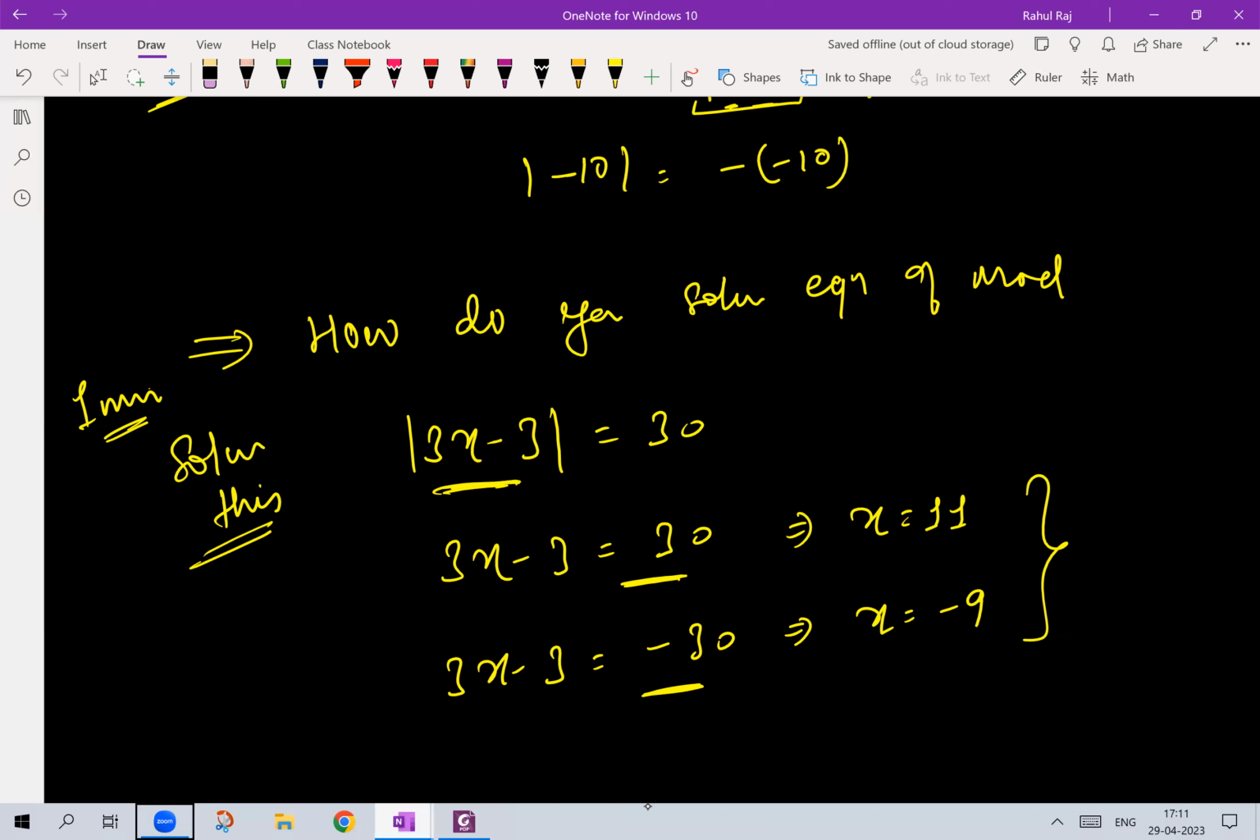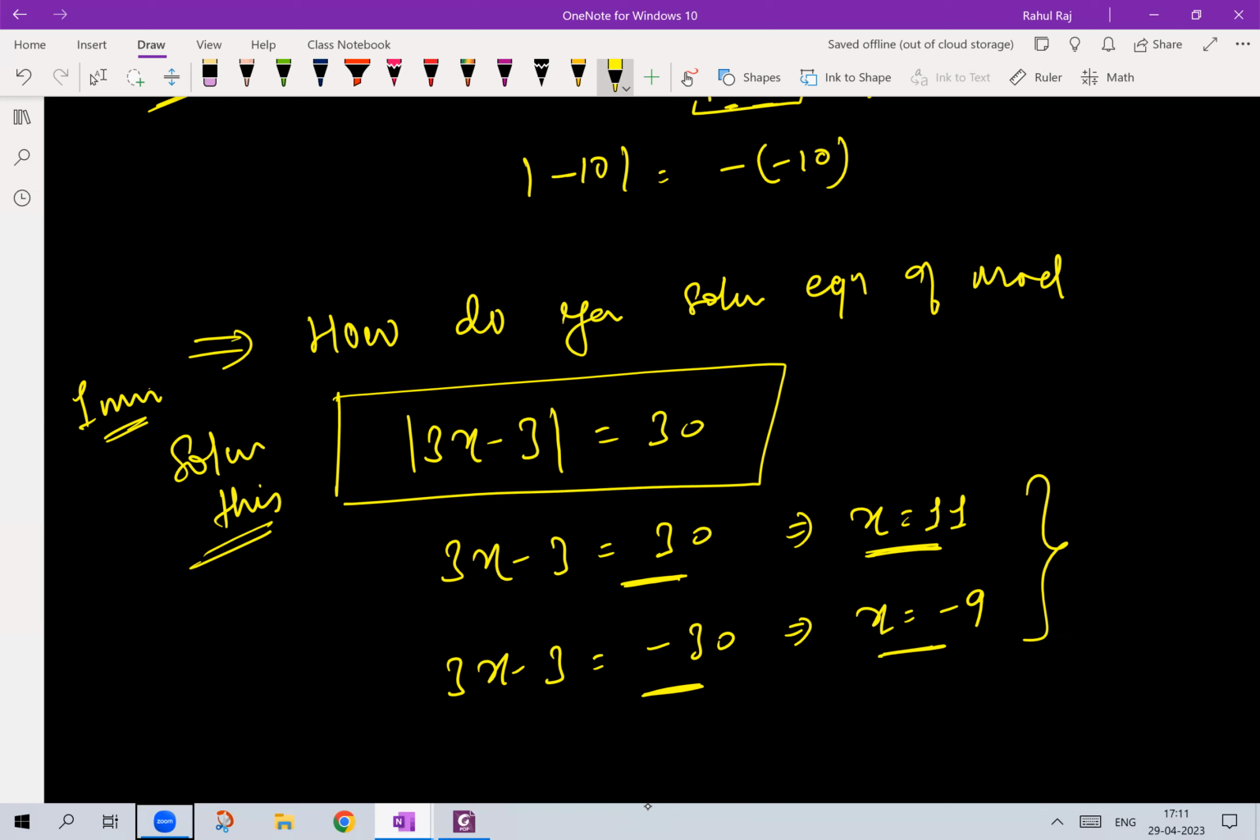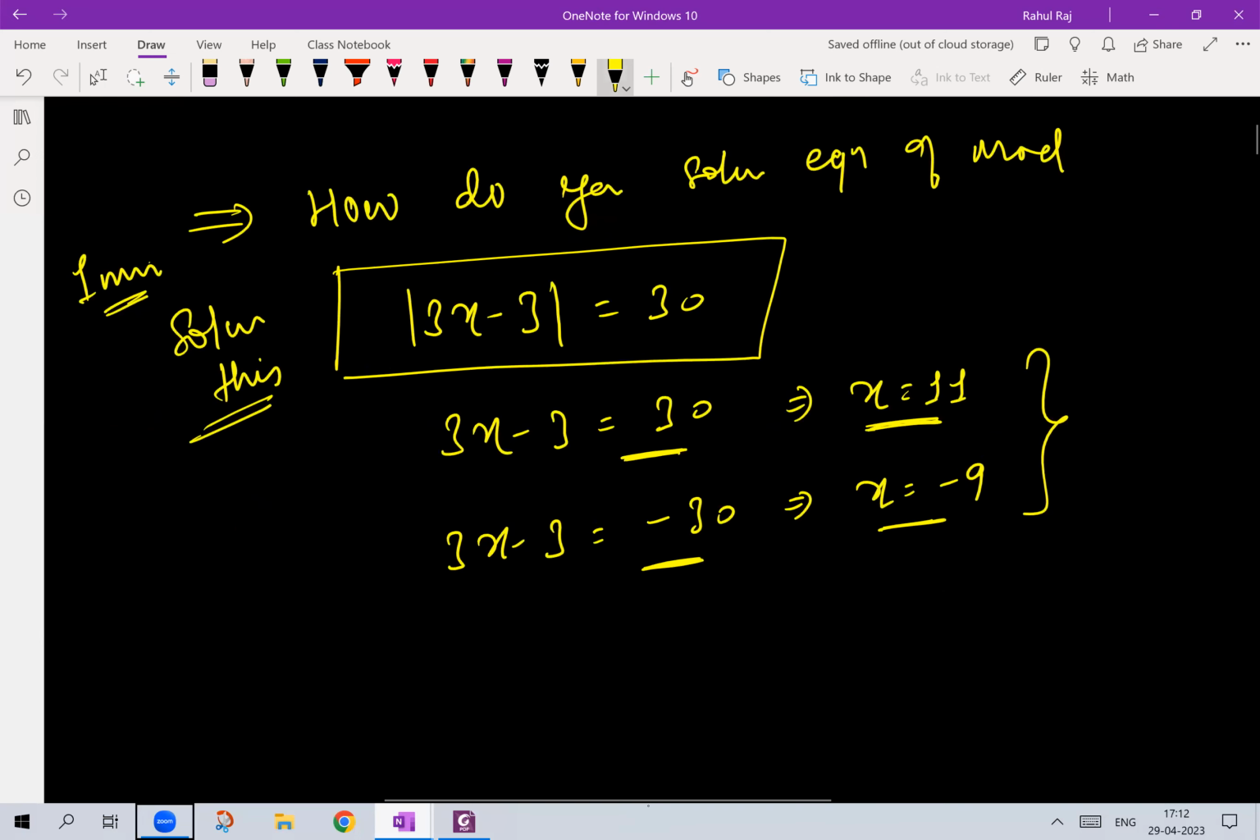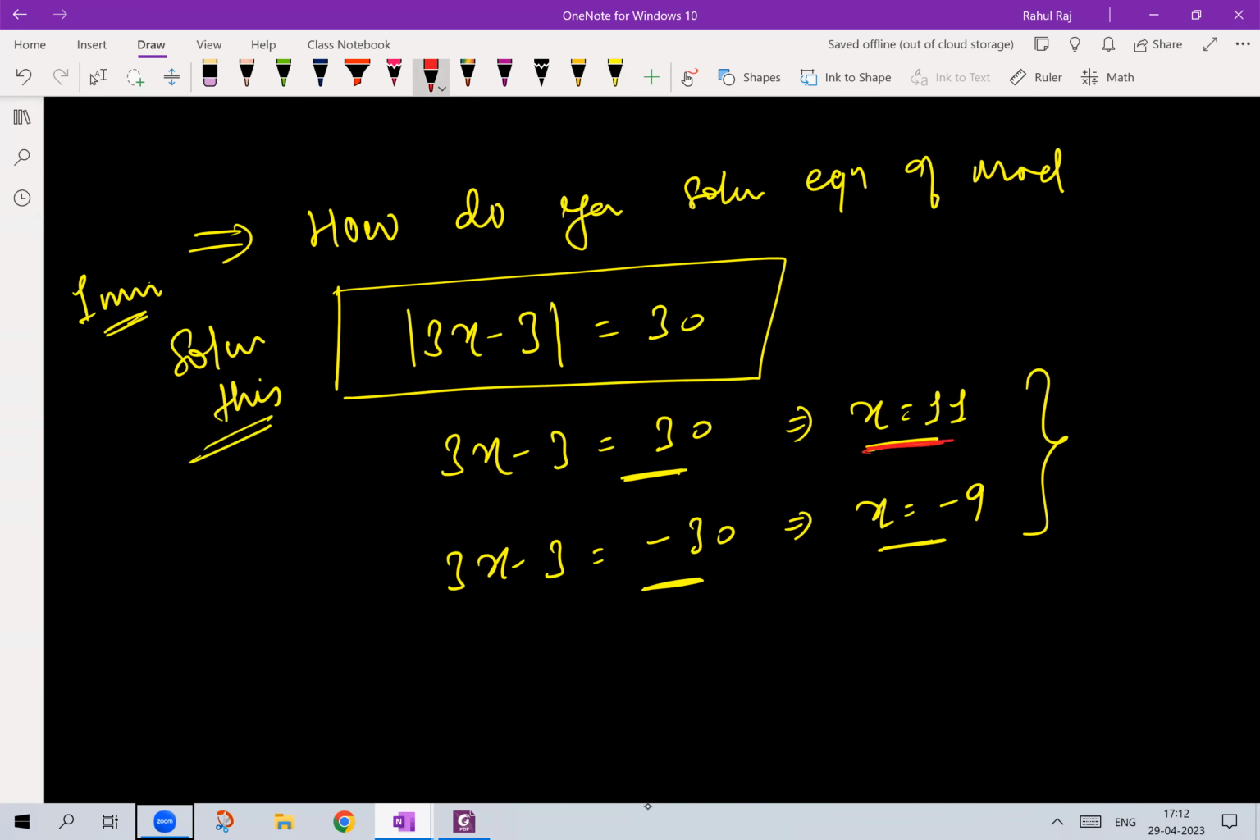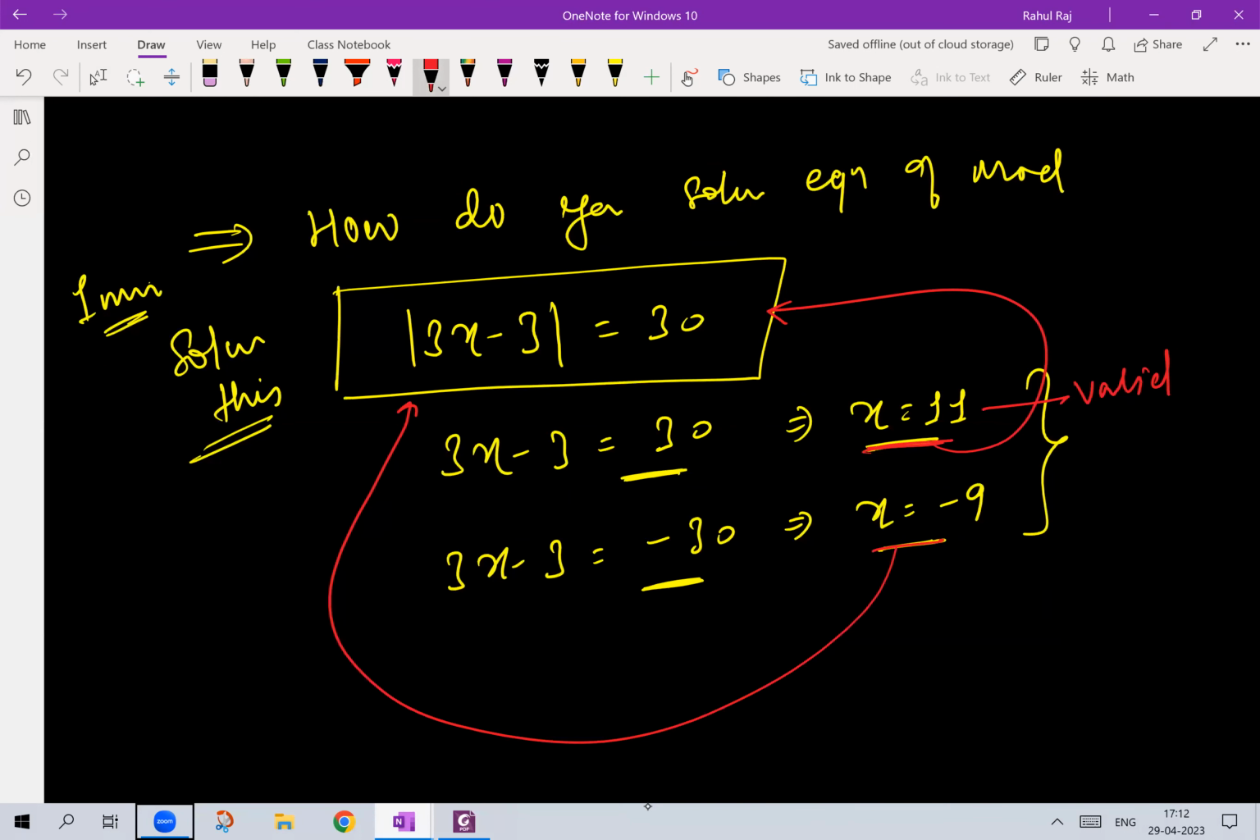This is a normal way to do it. But ensure one thing very clearly. If the mod is on one side of the equation, whatever values you have got, if you are simply solving it, 3x minus 3 is equal to 30, 3x minus 3 is equal to negative 30, x is equal to 11 or x is equal to negative 9, just ensure one thing for sure: do check the validity of the solution. If I put x is equal to 11, check, is LHS equal to RHS? So this is a valid solution. If I put x is equal to negative 9, do I get LHS equal to RHS? Yeah, because negative 9 times 3 is negative 27, minus 3 is negative 30. Mod of negative 30 is 30. So LHS is equal to RHS.